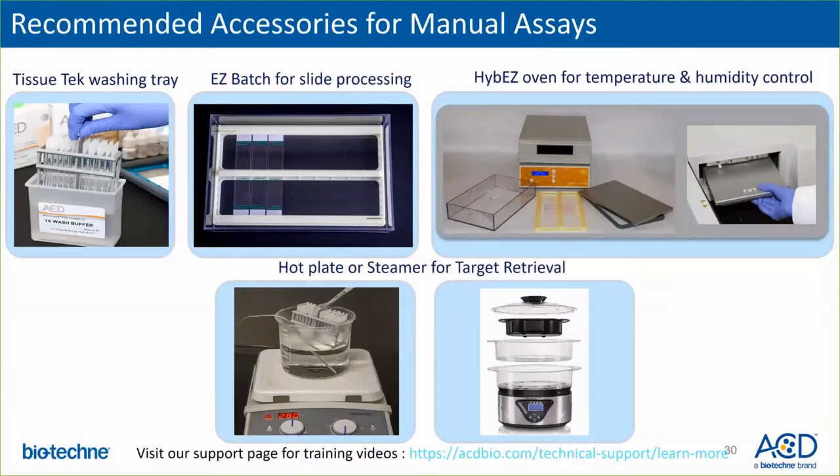Below are the two methods for carrying out heat-mediated target retrieval step, which is required for some sample types such as FFPE or fixed frozen. Our website has training videos on different steps of manual assays, which is a great visual guide to assist with running the RNAscope manual workflow.